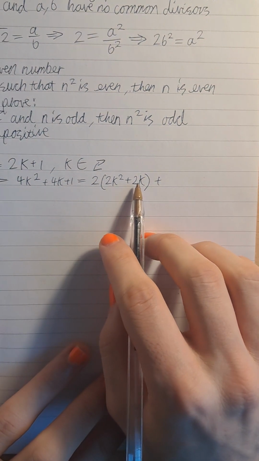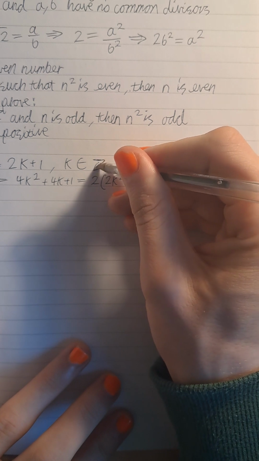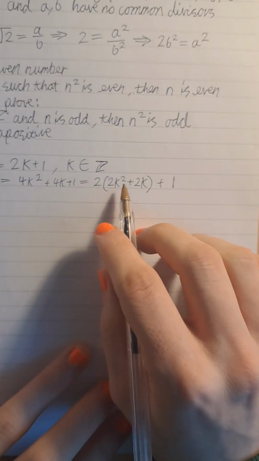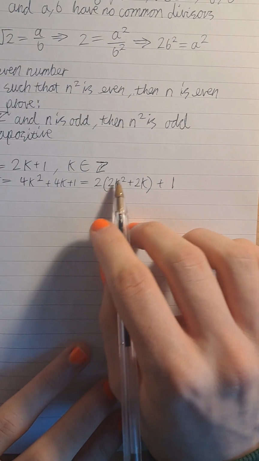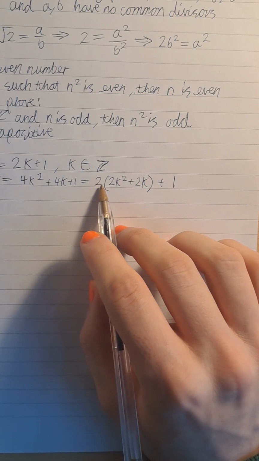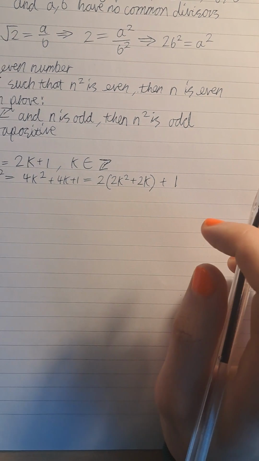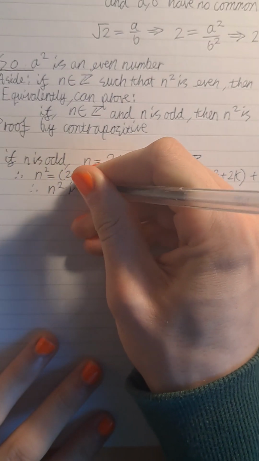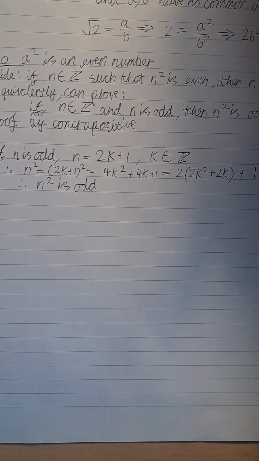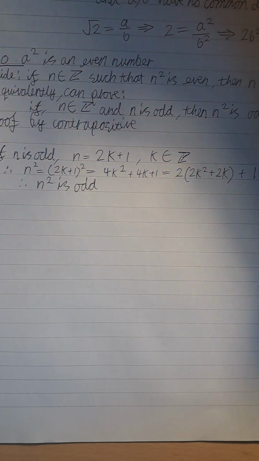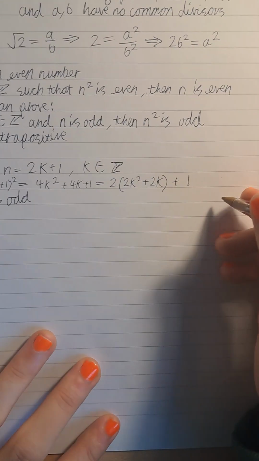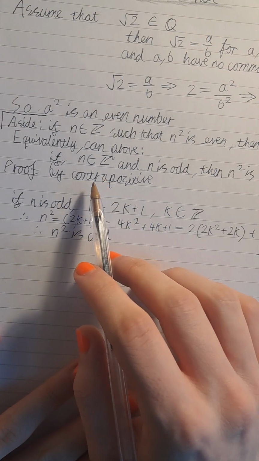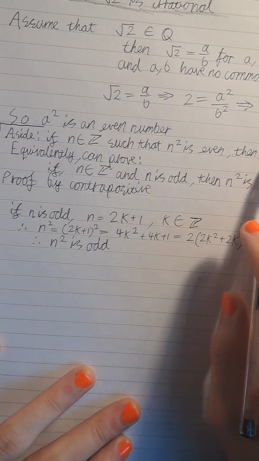So here we go. Since k is an integer, that means this whole bracket here is going to be an integer. We're timesing an integer by 2, and then we're adding 1. Therefore, n squared is odd. Right then, that is lovely. So that is our little note there. We have just proven this statement, and in turn we've proved this statement there.